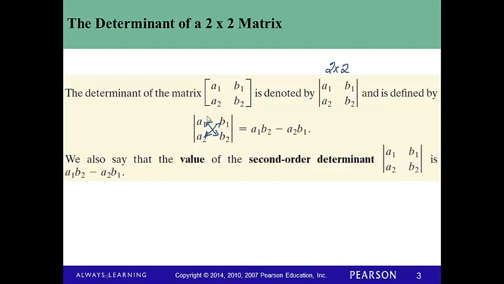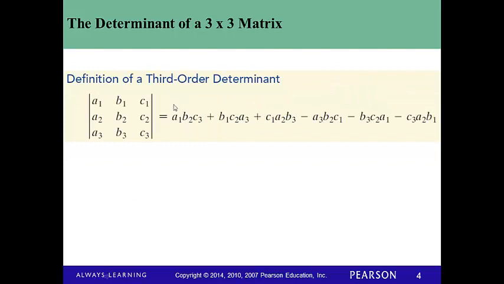So A sub 1 is the first element, it's the element in the first row, first column. It's going to be multiplied by the element in the second row, second column, or it's like a cross. And then you're going to subtract A sub 2 times B sub 1. Whatever this value comes out to be, that is the determinant of your matrix C. Your determinant can be positive or negative, or it can even be 0.